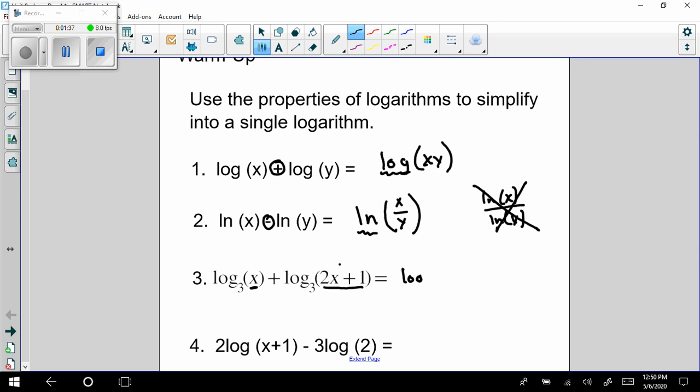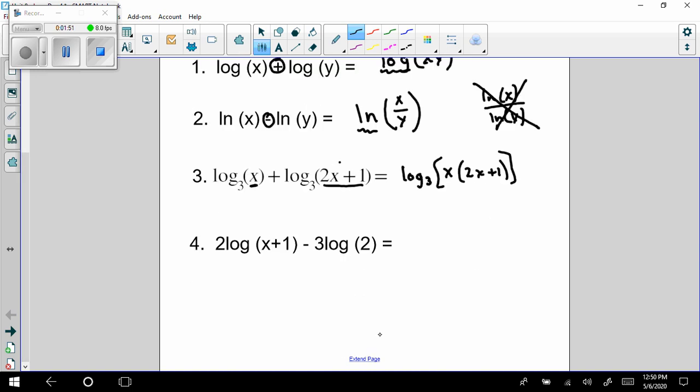Okay, so this one, my arguments are a little bit more complicated. So I get log base 3 of first argument x times 2x plus 1, going from addition to multiplication. Then I could simplify this to get my argument in a little better form, 2x squared plus x. So hopefully you realize you're going to see some quadratics maybe today.